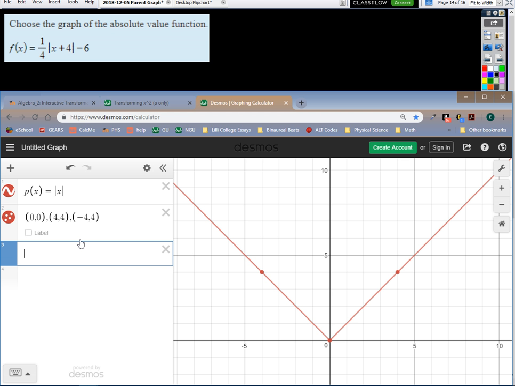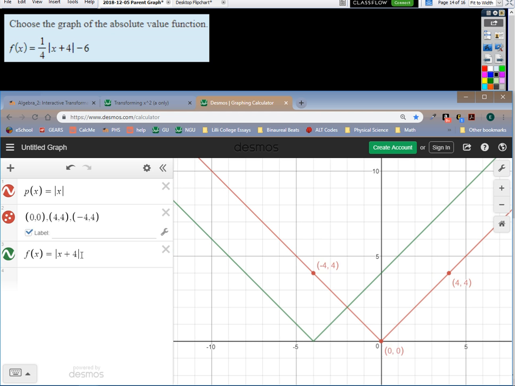That's fine. So we'll call this f of x equals absolute value of x minus 4. Oh, plus 4. Whoops. So we moved it left by 4. Okay, that works. Let's label these points, and let's add the points. -4, comma, f of -4, 0. So I'm going to make that h.